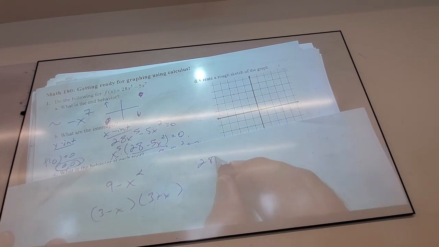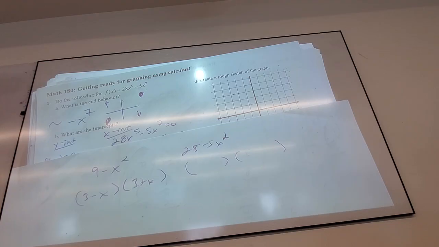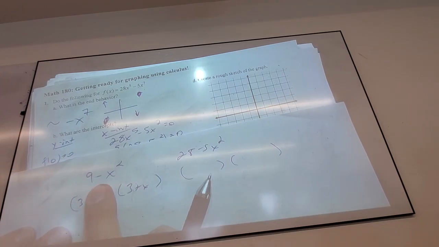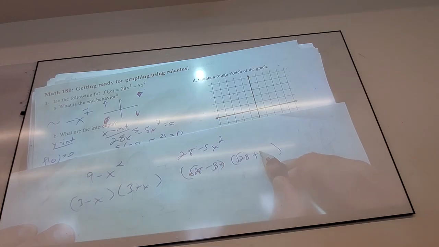How do I factor 28 minus 5x squared? The same way you just did. Same exact way. Where did 3 come from? It's the square root of 9. So what do I put here? Square root of 28, minus plus, square root of 5 times x.